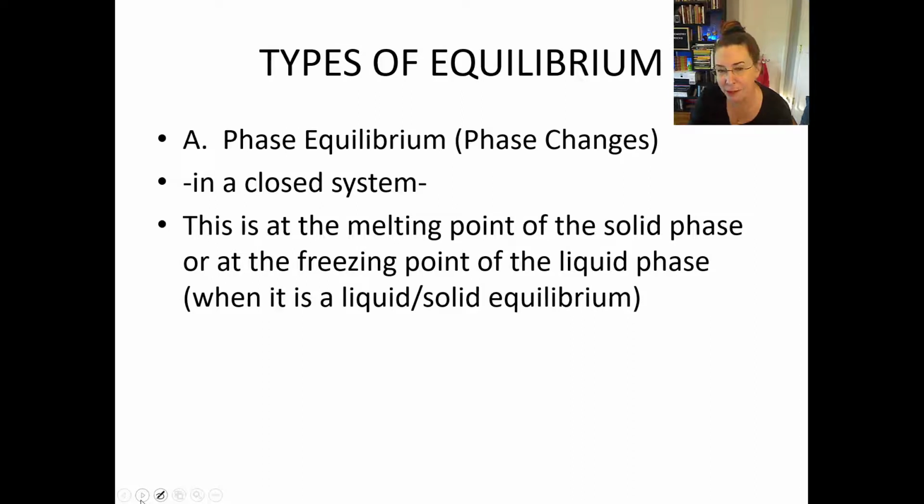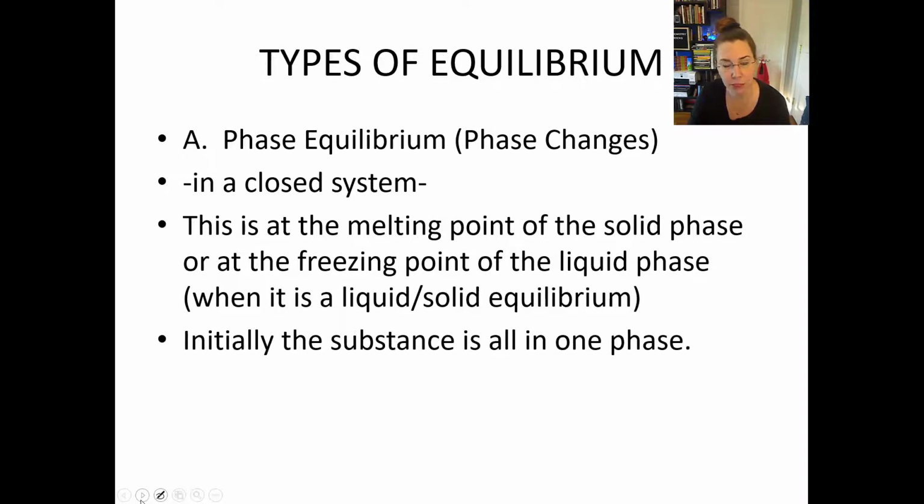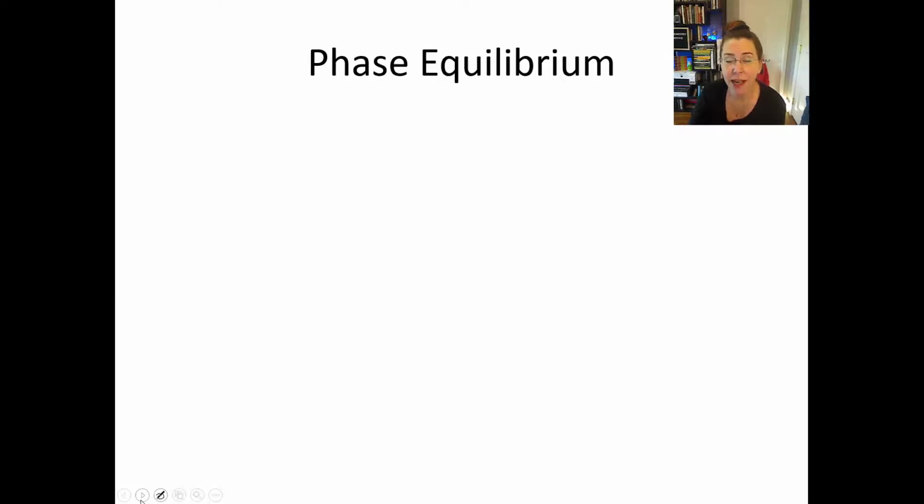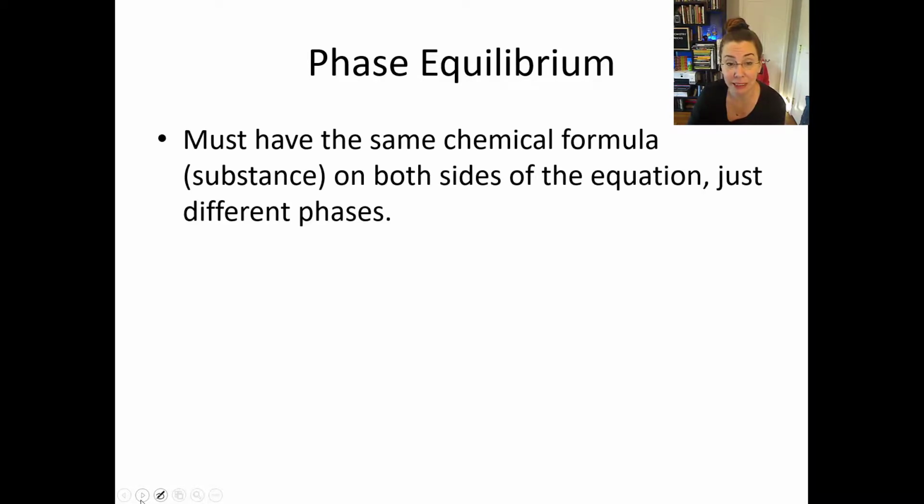This is the reason why your freezer on your refrigerator is actually set quite a bit below the actual freezing point of water, because we need it to come out of that equilibrium to actually become fully frozen. So initially, the substance would be all in one phase, and then it would shift over into two phases, and if we went out of the equilibrium, we would end in a completely different phase.